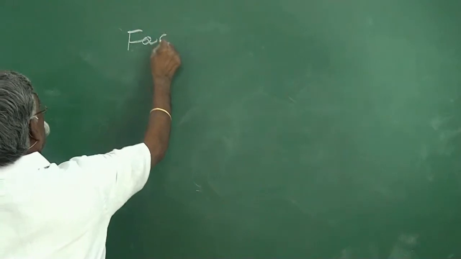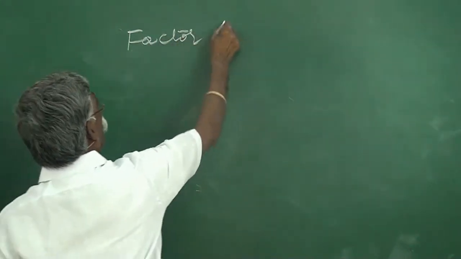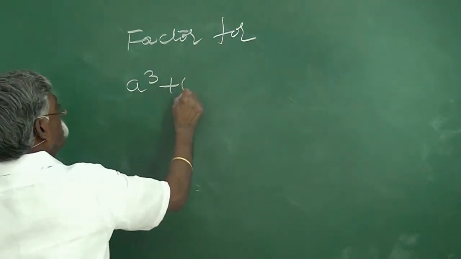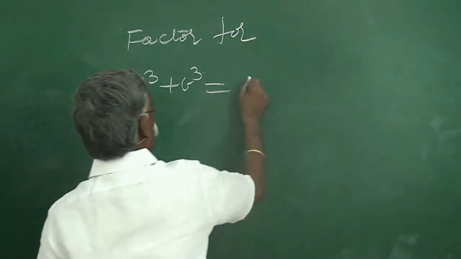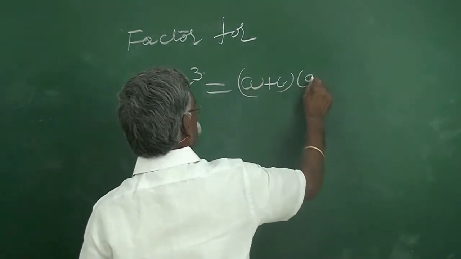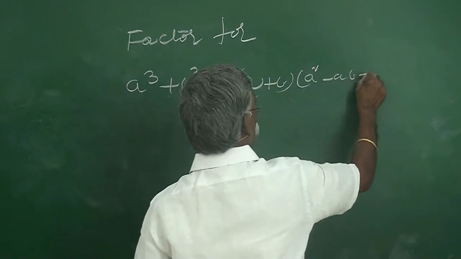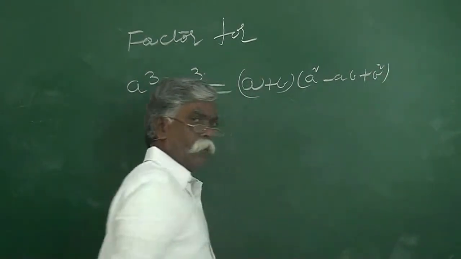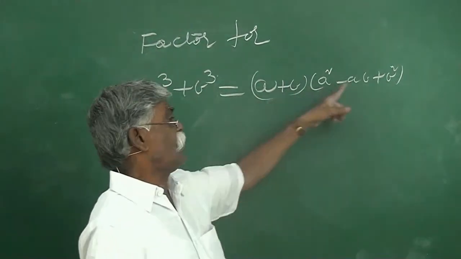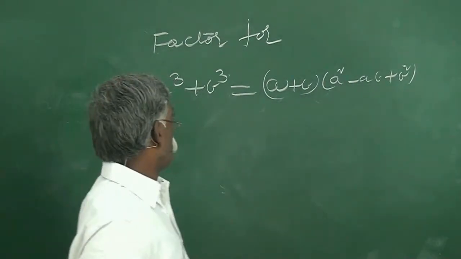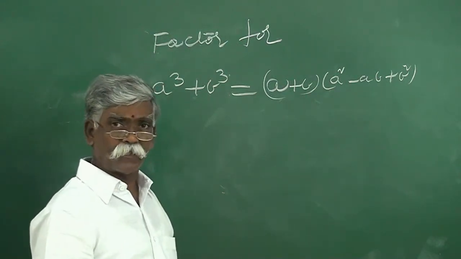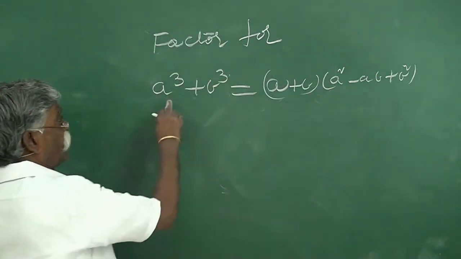Factors for a cube plus b cube. This is equal to, when plus is here, we start with a plus, and this is a square minus ab plus b square. Please be careful, when this is plus here, and here this is minus. So therefore, a cube plus b cube is (a plus b) into (a square minus ab plus b square), are the factors for a cube plus b cube.